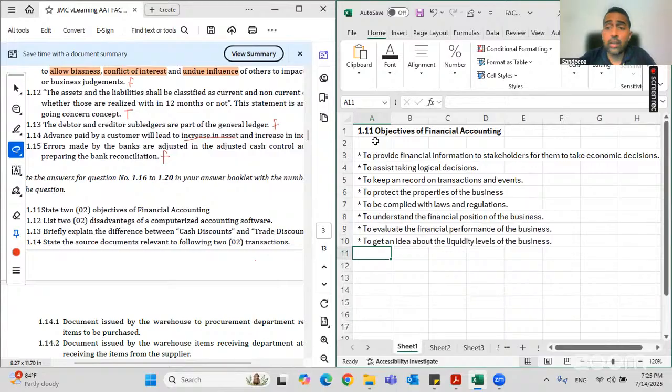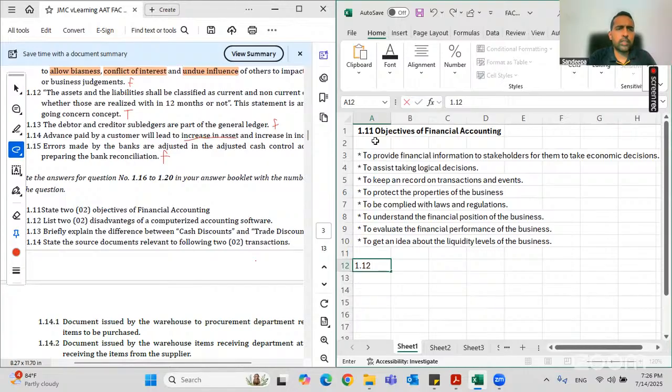Like that, there can be many. So I just want you to write two objectives. It can be the main objective, to provide financial information to the stakeholders, and accounting is helping guide the stakeholders to make logical decisions. And because of accounting, you can have a proper record of transactions and events. Since these are recorded, you can protect the properties, and there are legal requirements, especially for companies. Like that, you just have to write two. Don't be over smart and try to write 4 or 5. Just writing two is enough. I'm writing as much as possible for you to revise the syllabus on.